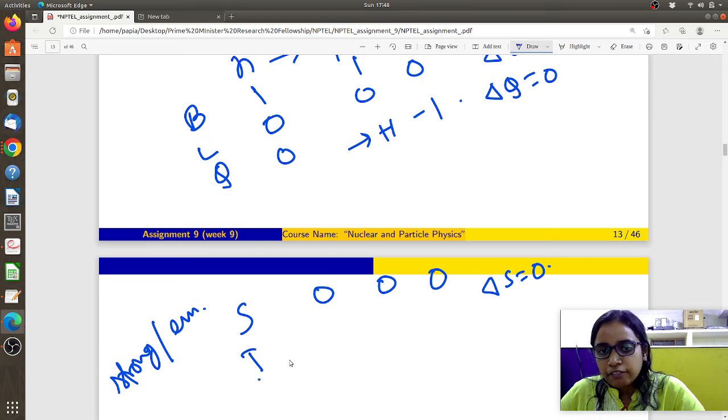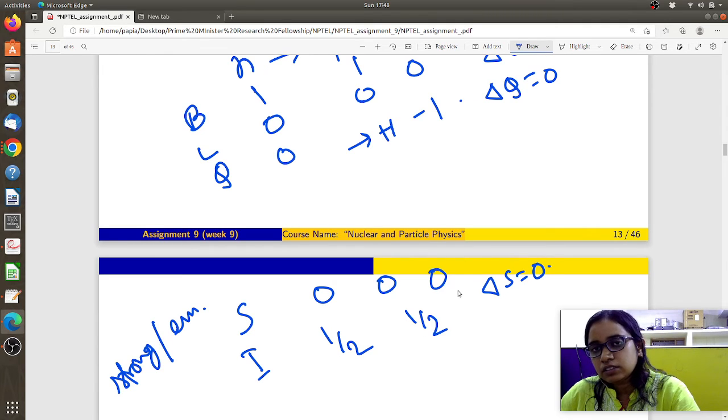Now coming to the I value. So N has an I value half, P has an I value half, and what was that? Pi minus, right?